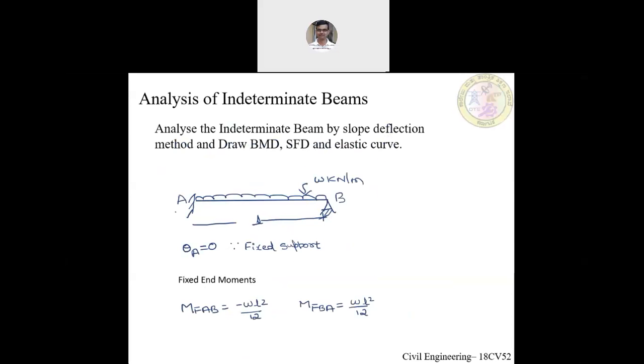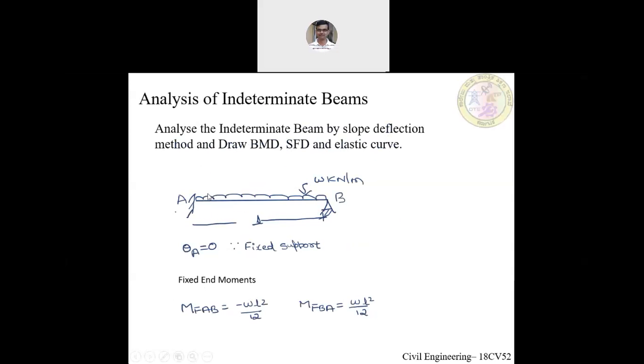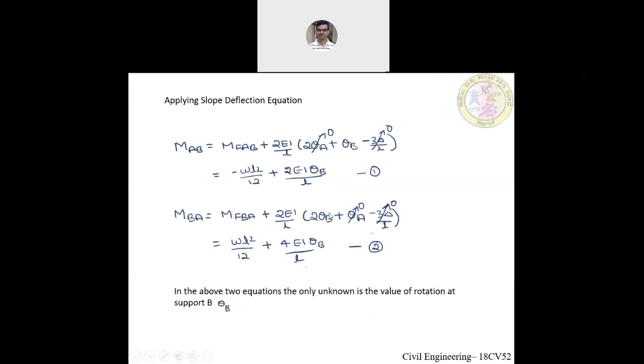Now let us recollect the steps which we have done. The first and foremost thing is, based on the boundary conditions, we list out which rotations are equal to 0 and which are not equal to 0. We'll calculate the fixed end moments. Once we calculate the fixed end moments, we will develop slope deflection equations for all the members, that is, we'll be calculating MAB, MBA. If I have multiple spans, I'll be calculating the moments at all the joints as well.